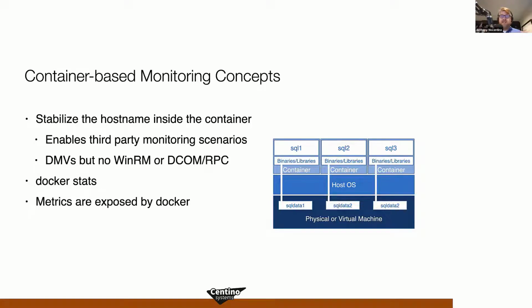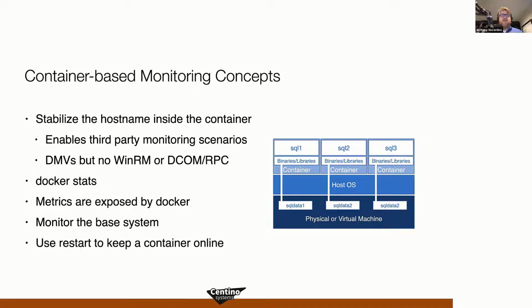Now, metrics are exposed by Docker that you can programmatically query and push into a monitoring system like Prometheus or Grafana to get some more advanced persistent metrics about the performance of your system. But in the end, it's still just an operating system running processes. So just monitor the base OS for system performance data. SQL Server you'll pull from DMVs, but monitor that base OS for system performance data.